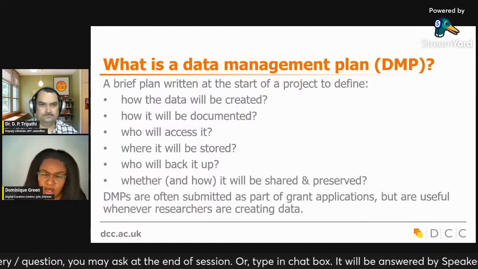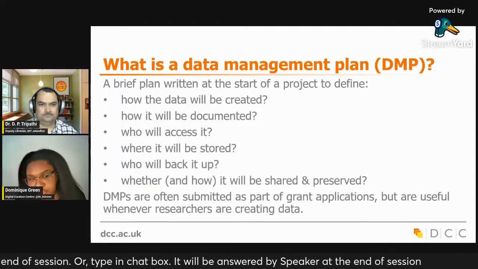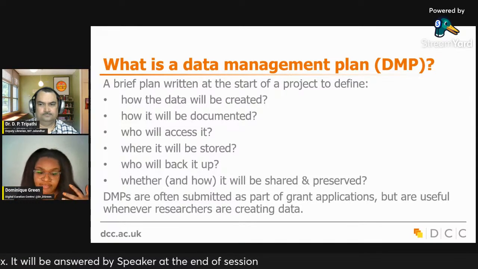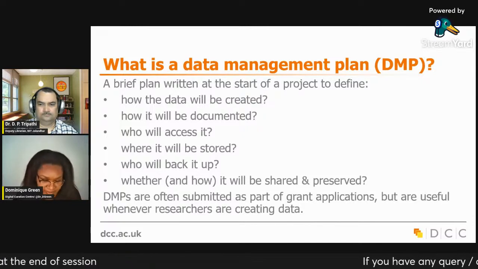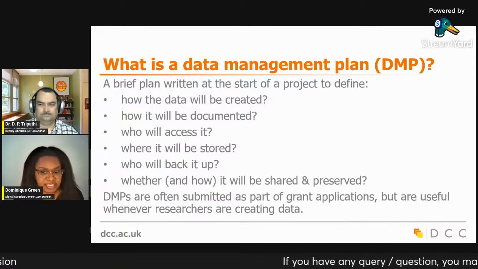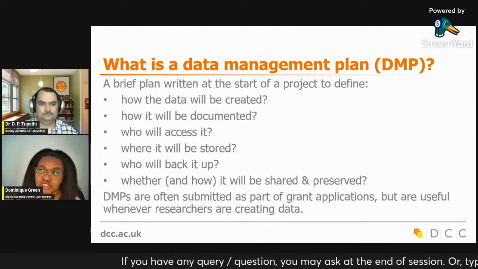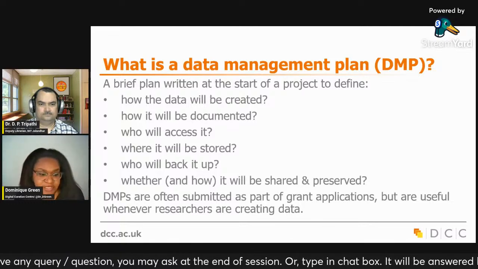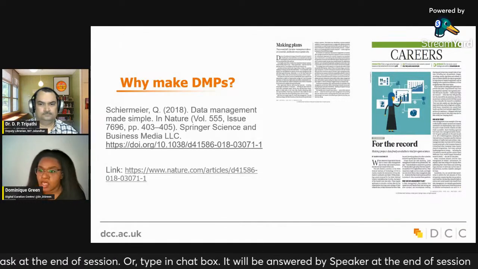The data management plans are often submitted as part of grant applications, but as I hope to show you in the next few slides, these data management plans are more to do with helping the researchers themselves as they are creating and analyzing their data. It helps them to start thinking about how they will create or collect the data and subsequently how they'll analyze it and share it and store it.